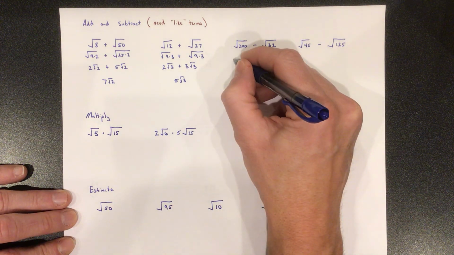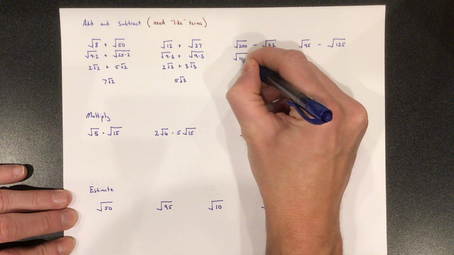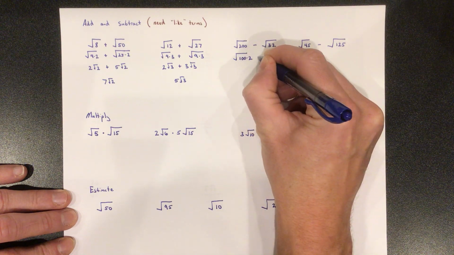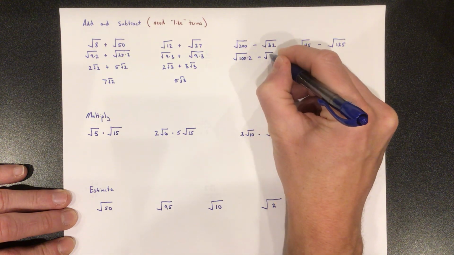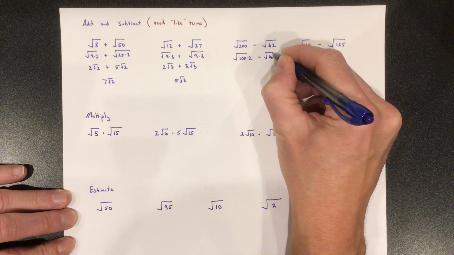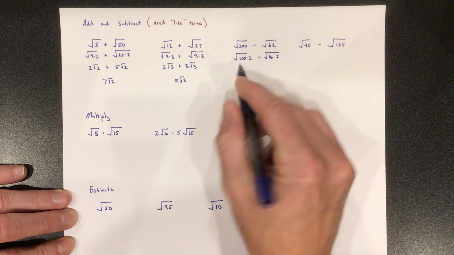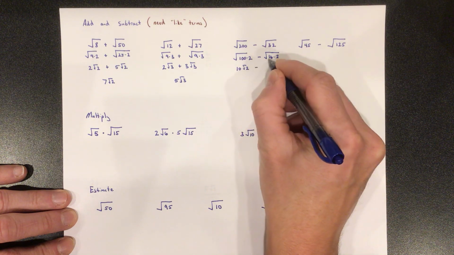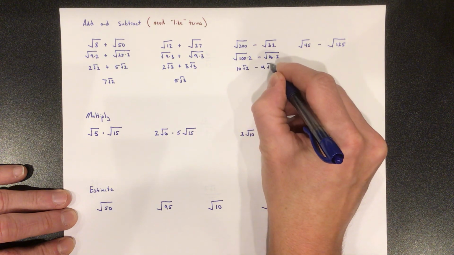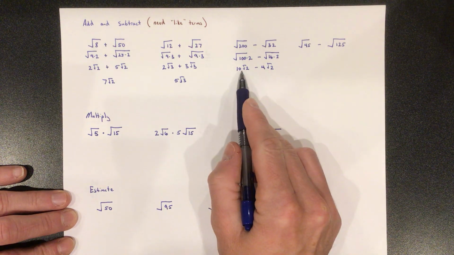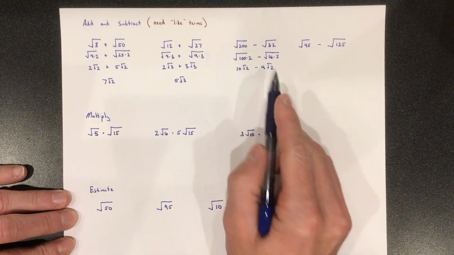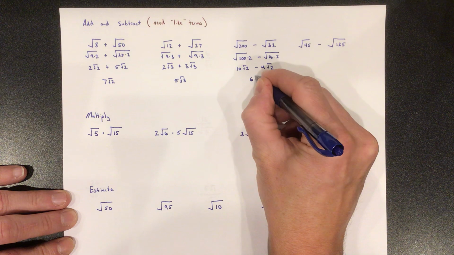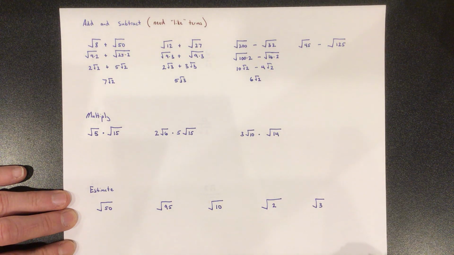So 200, that's 100 times 2, and 32, that's going to be 16 times 2. The square root of 100 is 10, so 10 radical 2's. The square root of 16 is 4, so 4 radical 2's. So I have 10 radical 2's minus 4 radical 2's, so I am left with 6 radical 2's.